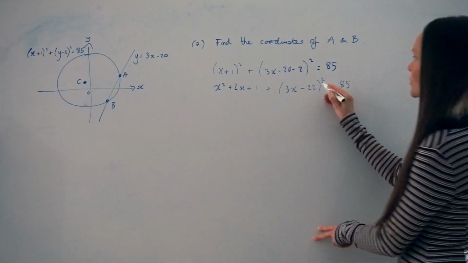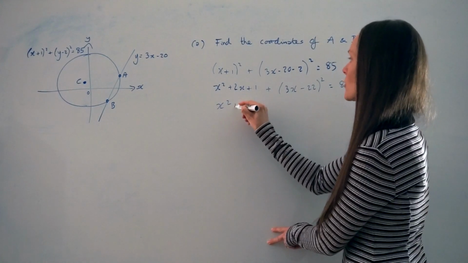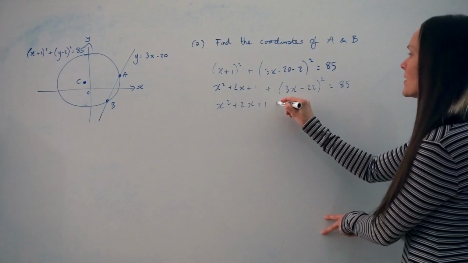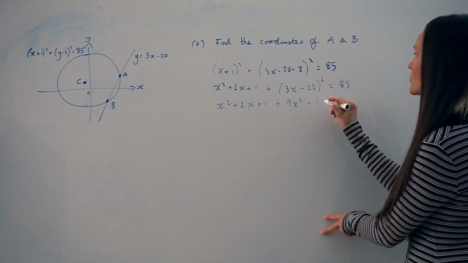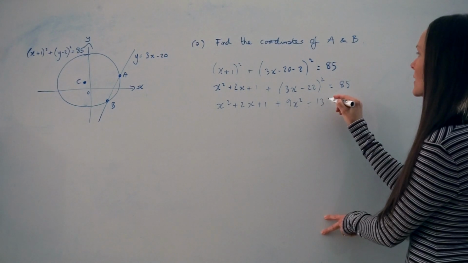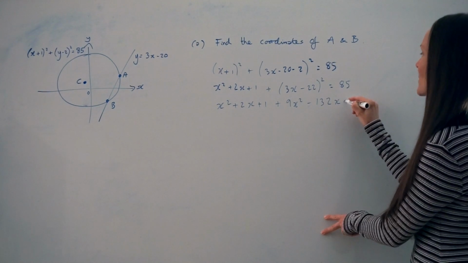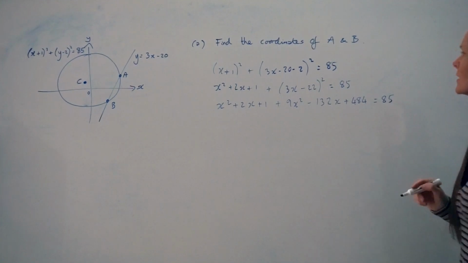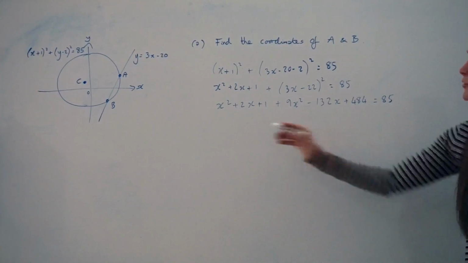Next I'm going to square these brackets here. This part just stays the same for the moment. If I expand these brackets, I get 9x squared, negative 132x, and plus 484 equals 85. Okay, so I thought I made a mistake there. No, that's looking good.